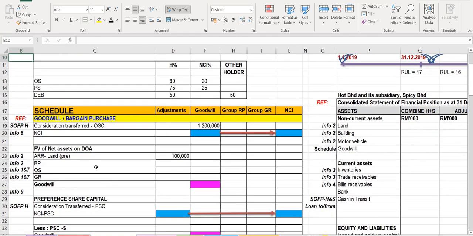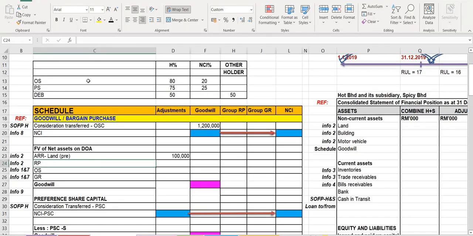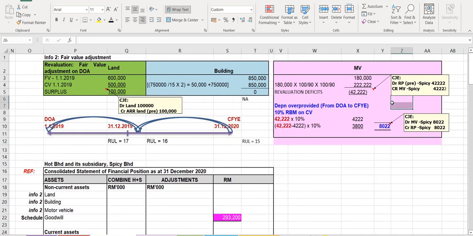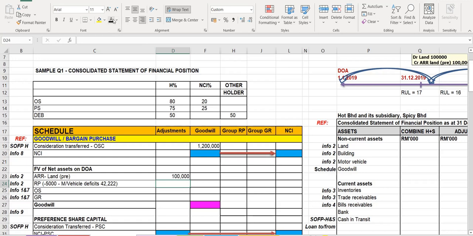Now you have to put your retained profit. For retained profit, before the adjustment, retained profit was having a loss. It's a debit balance, so this is a loss. That 5,000 will be included here, but you are going to adjust that with the deficit on the revaluation of motor vehicle, the one that we have earlier calculated here. This figure, 42,222, is where you need to remove them in the retained profit, because this is the first or initial revaluation that gives rise to deficit. So that was adjusted in the retained profit, and therefore the retained profit now has a debit balance, which is actually a pre-acquisition loss of 47,222.